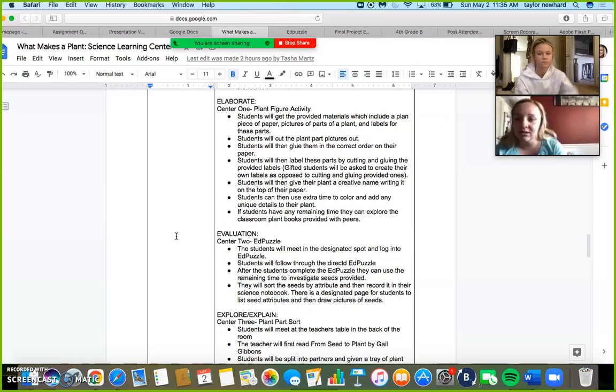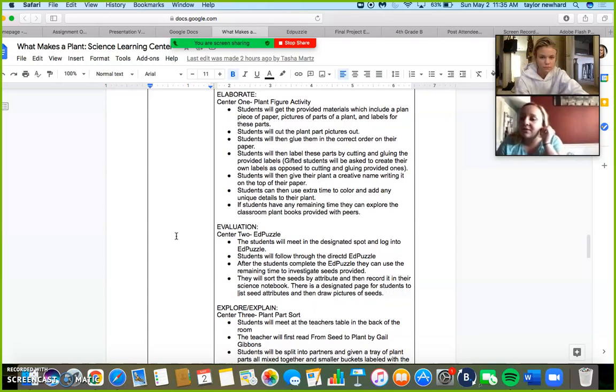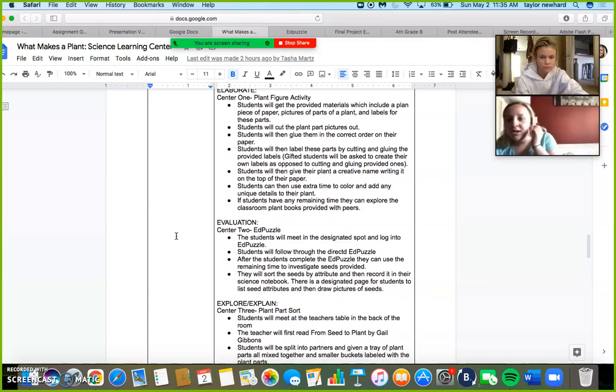And then after they're finished with that, they will make a creative name for their plant and put it on the top of their paper. Extra time can be used to color and add details to their plants. And then if there's still time, the students will explore classroom plant books.